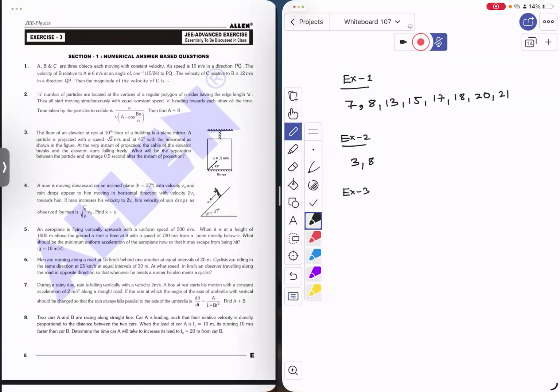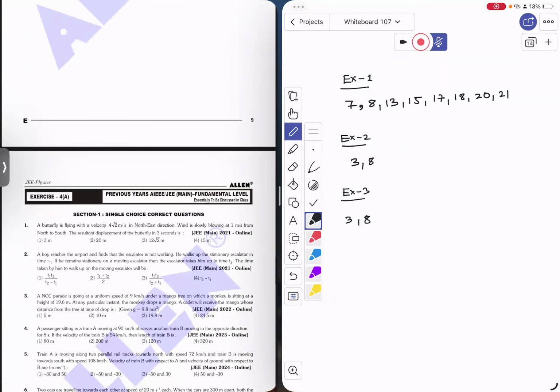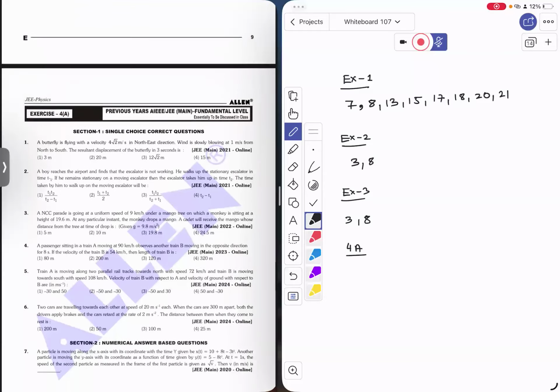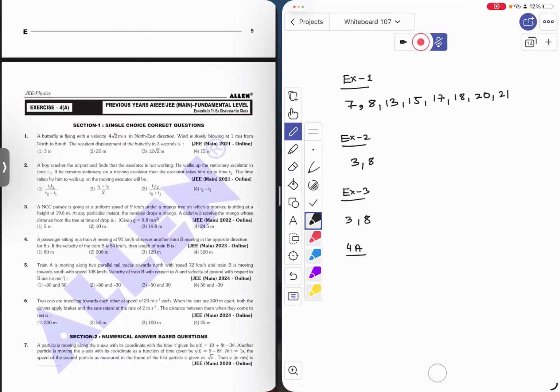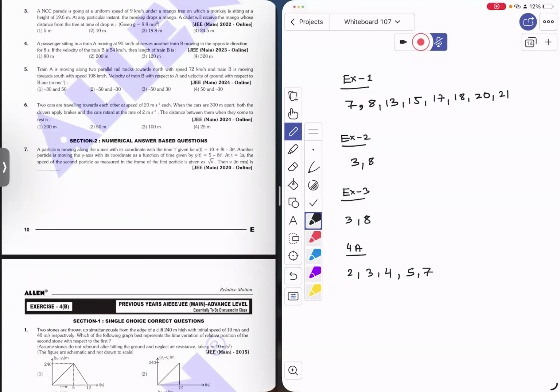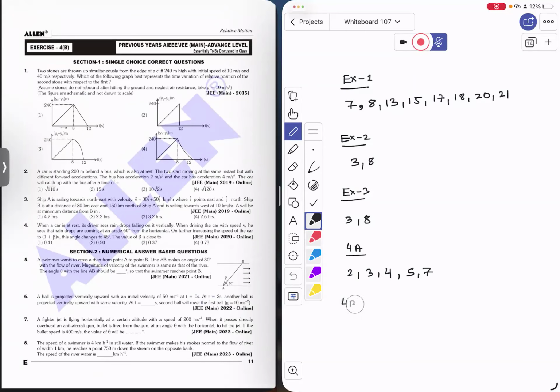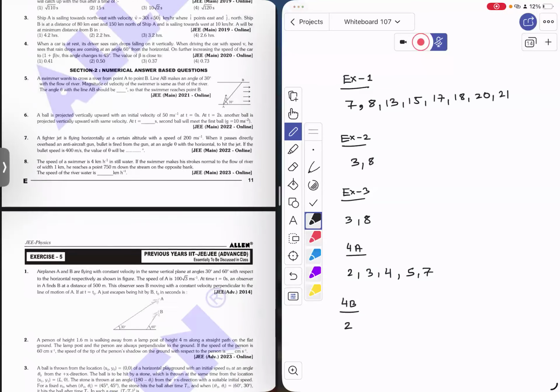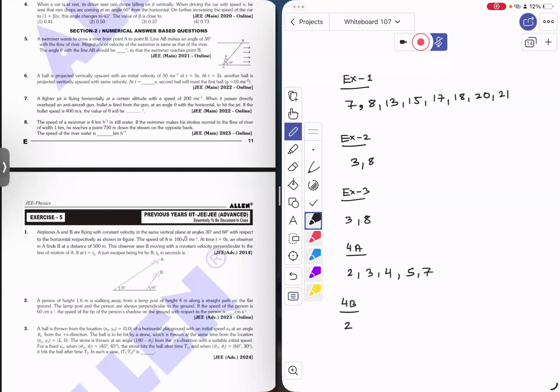Exercise 3, question number 3, question number 8, 4A, question number 2, question number 3, question number 4, question number 5, question number 7, 4B, question number 2, then the beginner boxes.